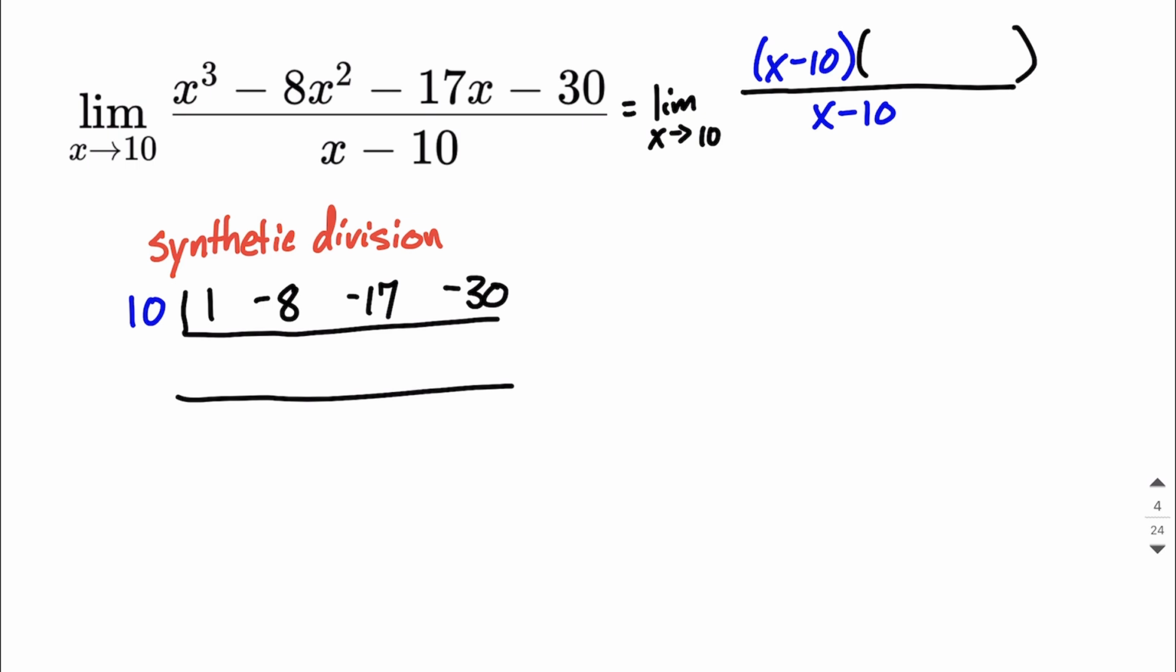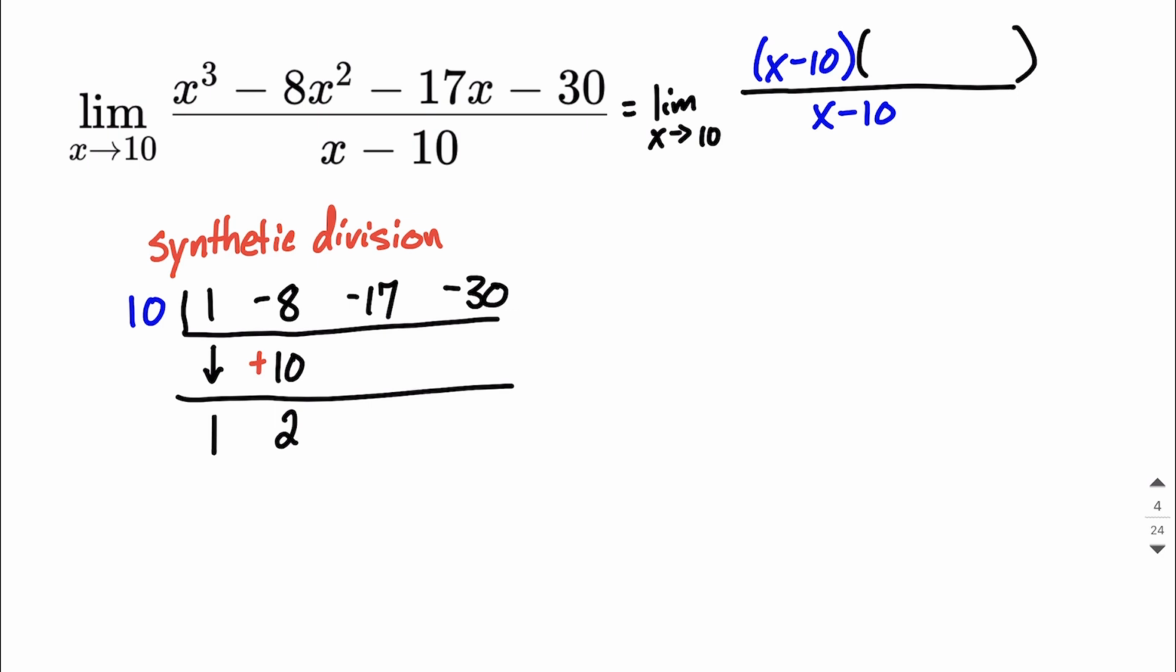All right, so now jumping into this process. The first thing we do is bring this first digit, the 1, down. Next, we're always going to multiply, then add. We always multiply by that 10, in our case, that's out in front. So 10 times the 1 at the bottom is going to make 10. And then we add. We always add vertically. So negative 8 plus 10 is going to make positive 2.